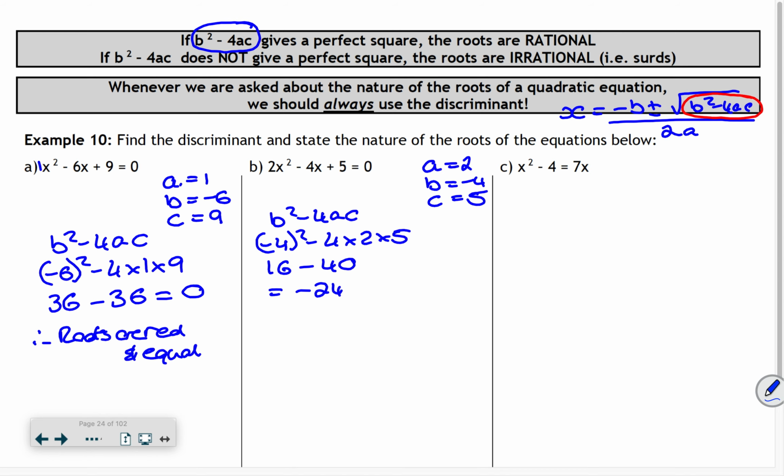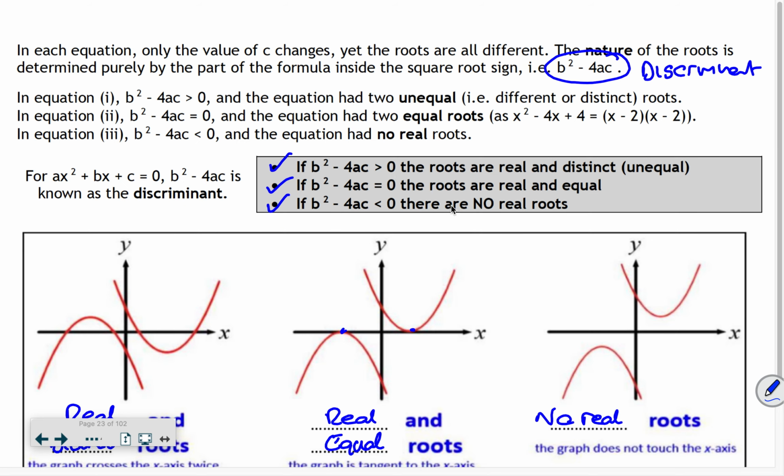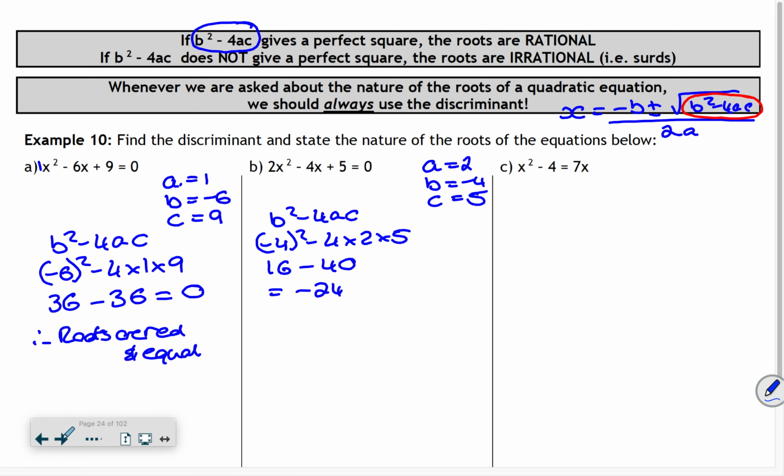Okay, so here our discriminant is less than 0. What does that mean? Well, it means that we have no real roots. So we can say, therefore, no real roots.